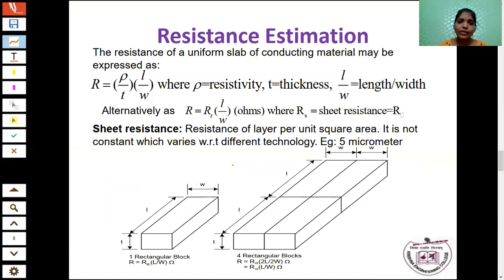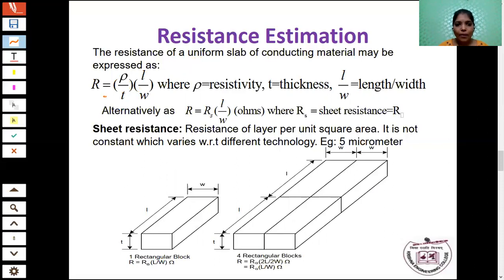So first we are going to see resistance estimation, how we are going to calculate the resistance of an NMOS transistor or any MOS transistor. Here the resistance value is given by R is equal to rho by T into L by W. Rho is the resistivity of the material, T is the thickness of the material, and L and W are the length and width of the material. The resistance of any uniform slab of conducting material is expressed as R is equal to rho by T into L by W.